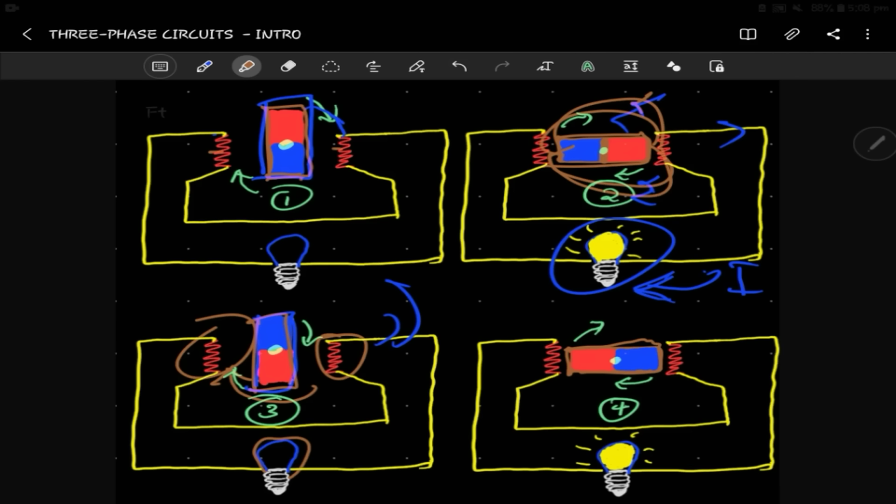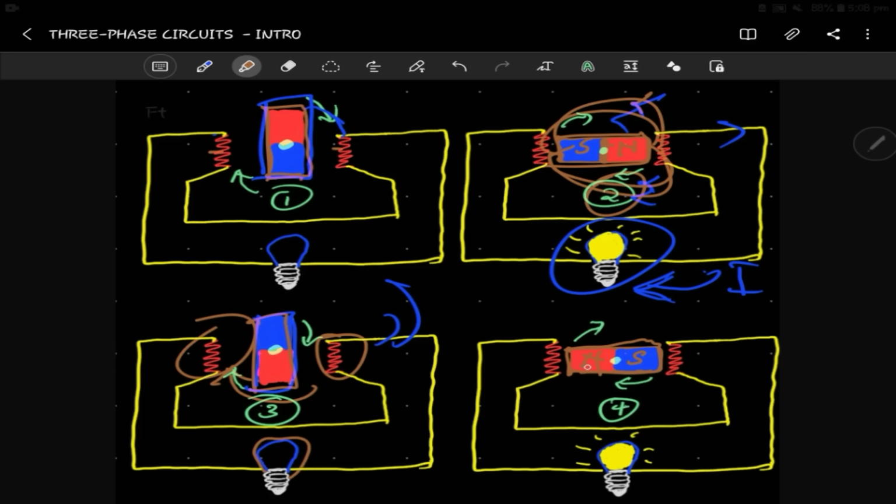But let's look at this again. You see that the orientation of the magnet here is different. In the second one, in 2 here, we have north on the right side and south on the left side, but here we have south on the right side, right? So that means there will be a reverse polarity of the current.